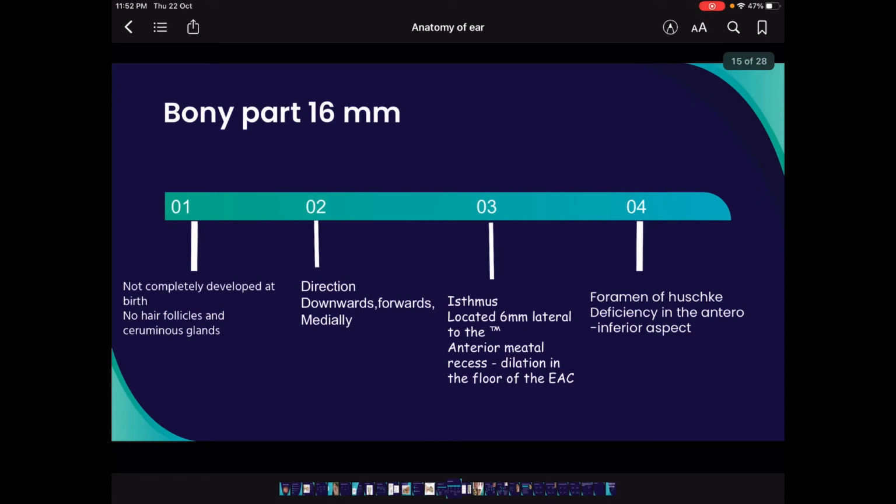And at the anteroinferior aspect of the bony part, there is a deficiency called the foramen of Huschke. Here the infections can travel to the parotid gland, and from the parotid, the infections can track into the external auditory canal. This forms potential paths to spread the infection to and from the external auditory canal, as well as from the parotid and to the brain, the base of the skull.